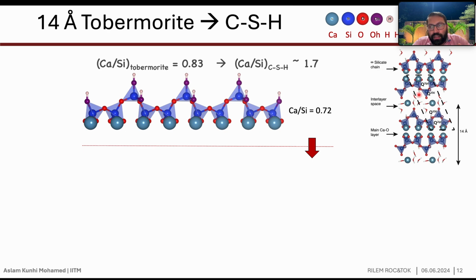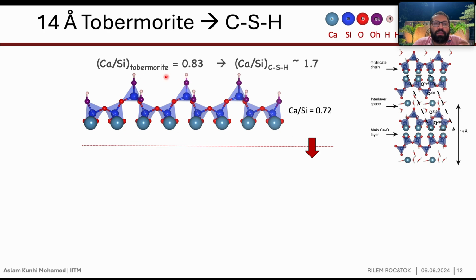Here is a supercell of the crystalline structure of 14 angstrom tobermorite, and in the dashed line you see a primitive cell where you can see this infinite silicate chain, calcium silicate structure, separated by this interlayer space. You have two types of silicates here. One is the bridging one, and this is the pairing one. The bridging one is the one which is protruding into the white space. You have the calcium in the interlayer space and some water molecules.